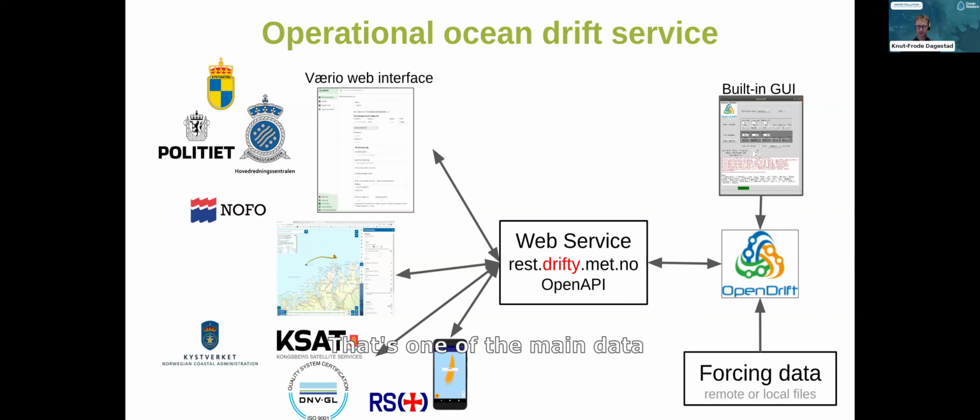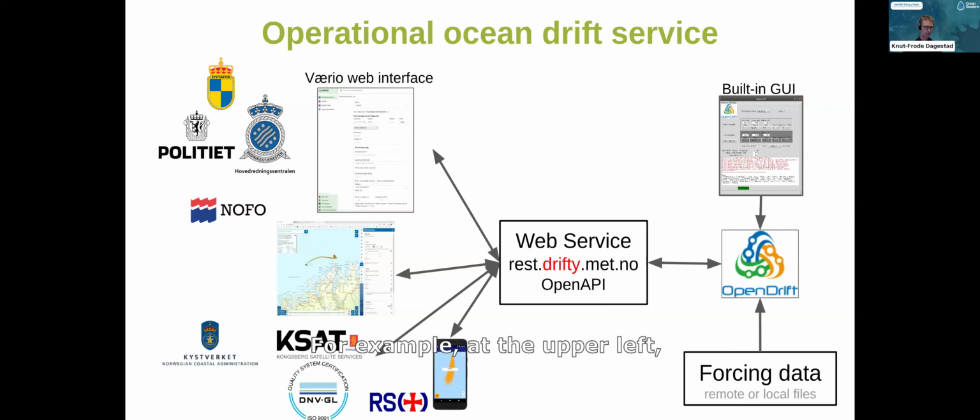That's one of the main data sources that we use for our forecast. So if you know Python, you can use it through the Python API, or you can use the built-in graphical application that comes with OpenDrift that you see at the top right. But seen in the center of this slide, we have made a web service around this setup called Drifty, which is an open API machine interface. And that's a web service, so that on top of this, you can make different types of user interfaces.